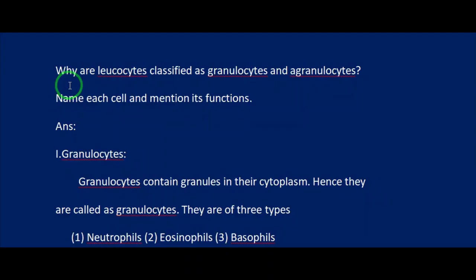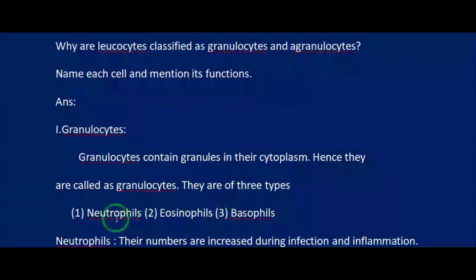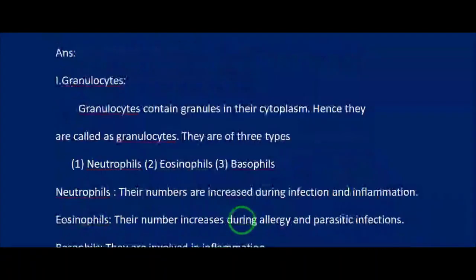Evaluation part. Why are leukocytes classified as granulocytes and agranulocytes? Name each cell and mention its functions. Answer. First point, granulocytes. Granulocytes contain granules in their cytoplasm, hence they are called granulocytes. They are of three types: neutrophils, eosinophils and basophils. Neutrophils, their numbers increase during infection and inflammation. Eosinophils, their number increases during allergy and parasitic infections. Basophils are involved in inflammation.